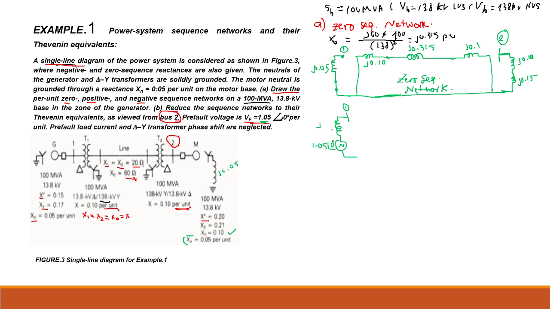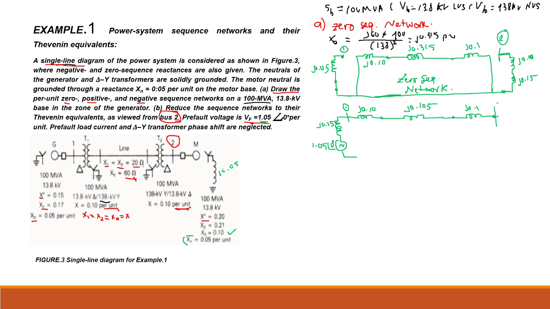This is equal to J0.15. The positive sequence network of the transformer, J0.10. The positive sequence of the line is equal to 20 ohm, and in per unit this value divided by 3 is equal to 1.05 per unit. The zero sequence for the second transformer.